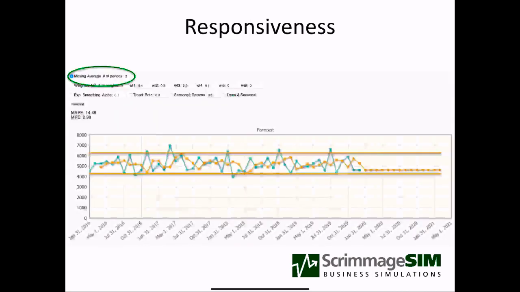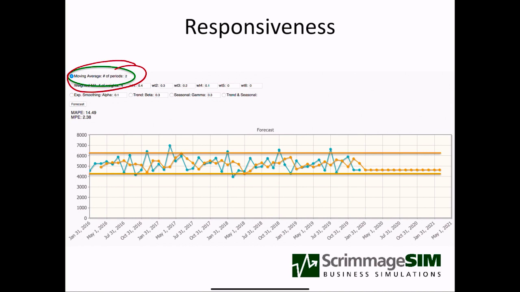Here's an example of a forecast over a set of data. And if we look at a moving average forecast with 2 periods, this is a model, and this is taken from the scrimmage sim simulation. You can see that there's a lot of variability in the data. That's the blue line here. And our forecast, as you can see, varies over time quite a bit. So these orange borders are really the range of forecasted values as we go forward.